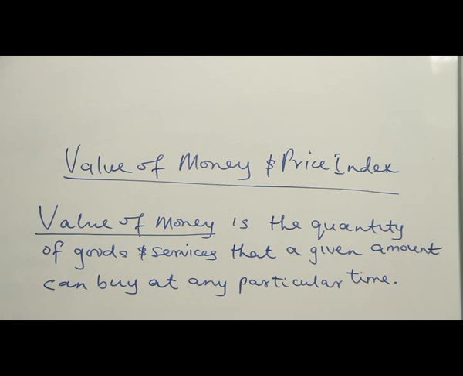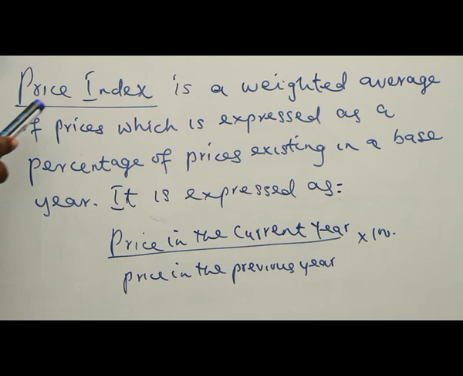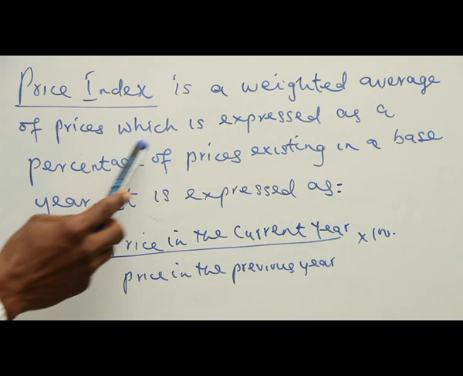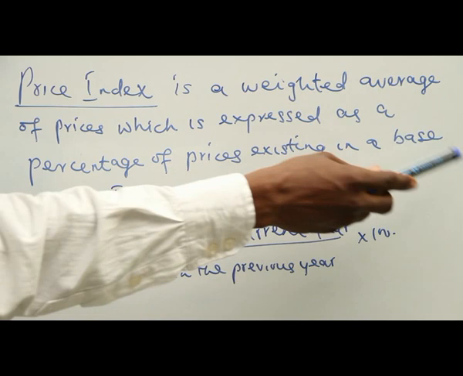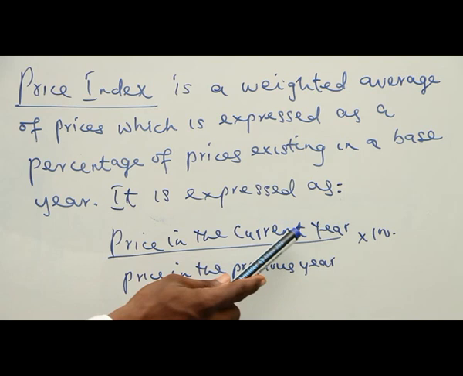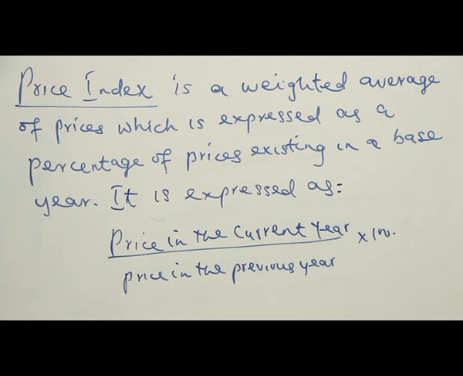But let us look at price index. Price index is a weighted average of prices, expressed as a percentage of prices existing in the base year. It is expressed as price in the current year divided by price in the previous year, times 100. We call this the price index. Now, if the price in the current year is greater than the previous year, it implies an increase in price from one period to another. It indicates inflation. But a situation where the previous price is greater than the current price implies a fall in price of goods in that period. So it implies deflation.